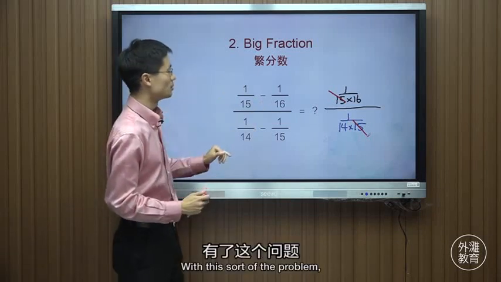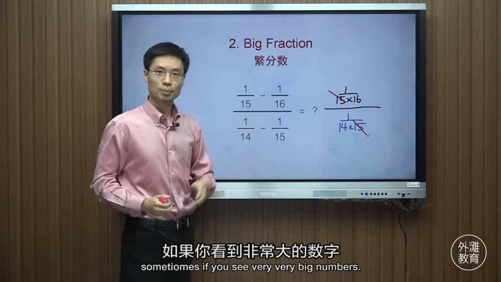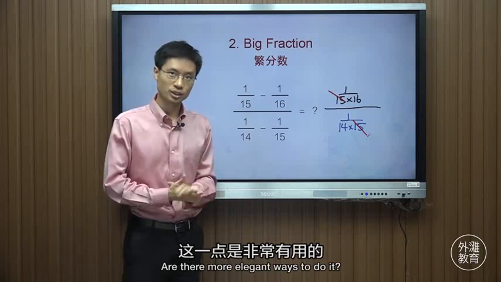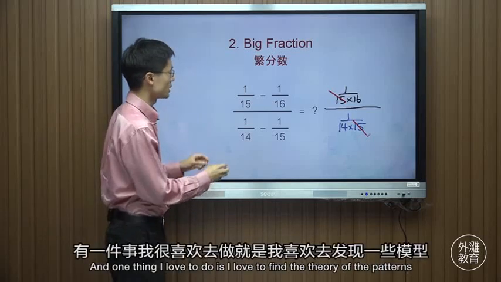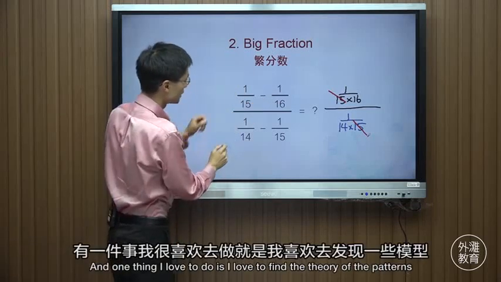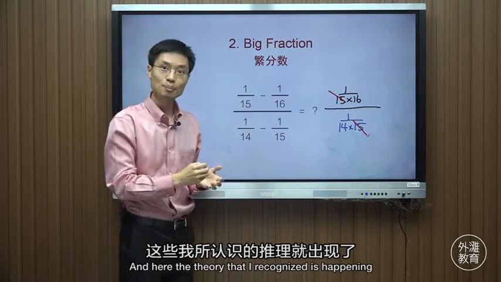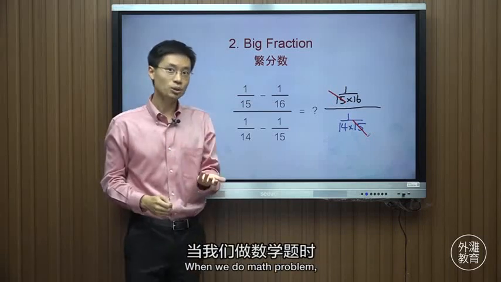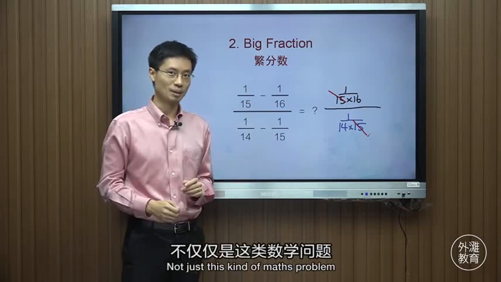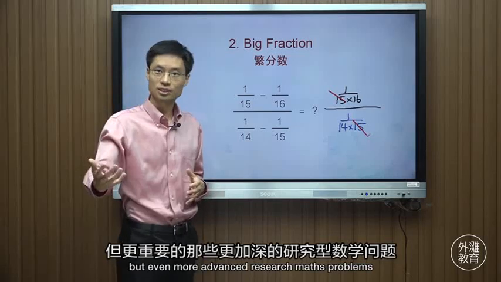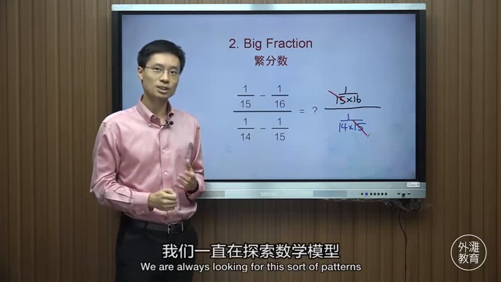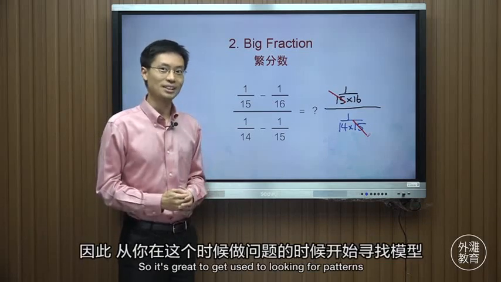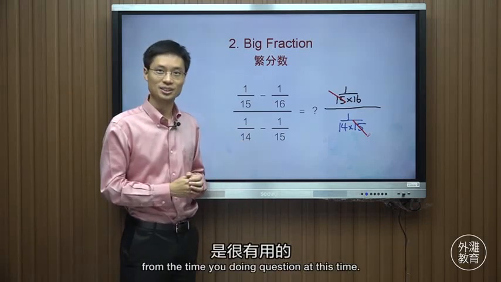With these sorts of problems, sometimes if you see very, very big numbers, it's useful to try to think, are there more elegant ways to do it? And one thing I love to do is I love to find the theories and the patterns. And here the theory that I recognize is happening is the difference of reciprocals of consecutive integers. When we do math problems, not just these kinds of math problems, but even more advanced research math problems, we're always looking for these sorts of patterns. So it's great to get used to looking for patterns from the time you're doing questions at this time.